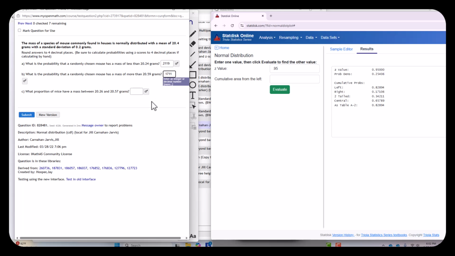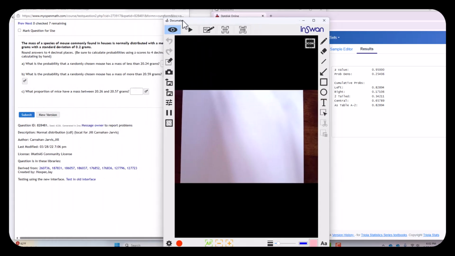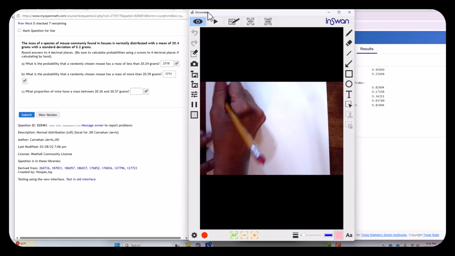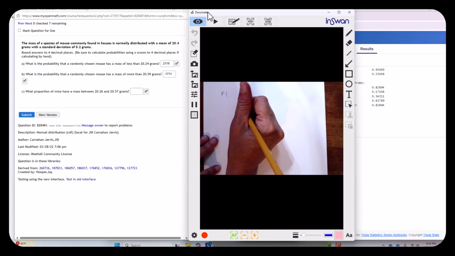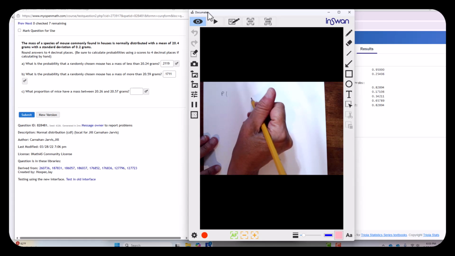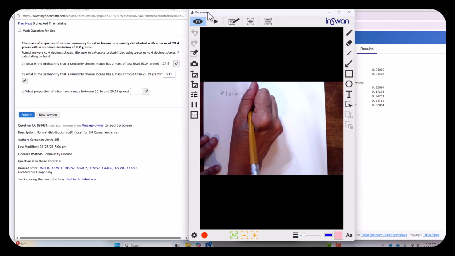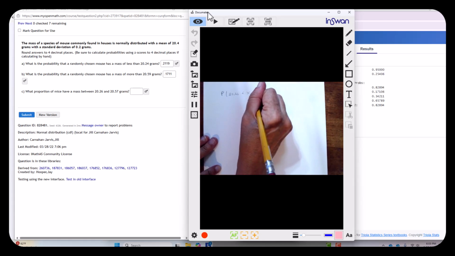Now lastly, it's asking what proportion of mass, so what's the probability that the mice have a mass between? When you do between, you have to put your left endpoint first, which is 20.26, less than X, less than or equal to. It really doesn't matter, again, because it's a continuous probability distribution.